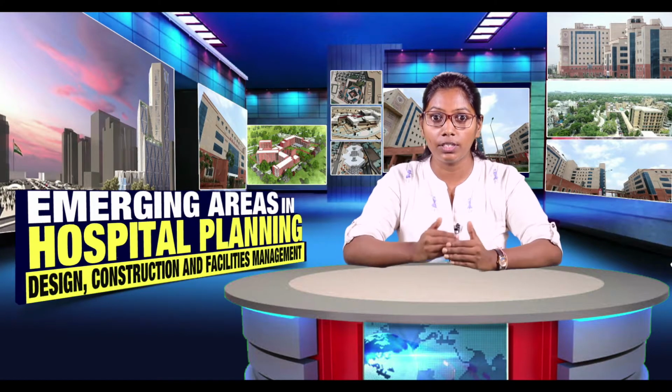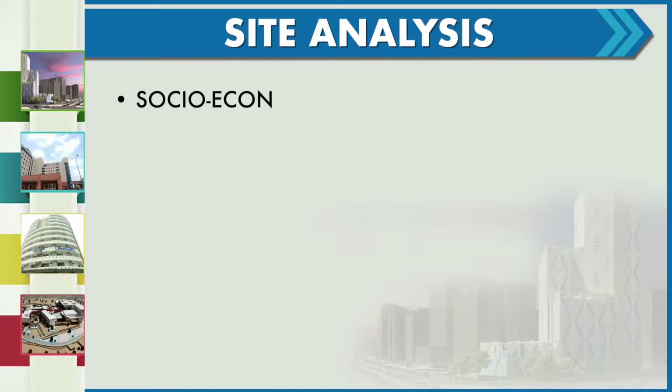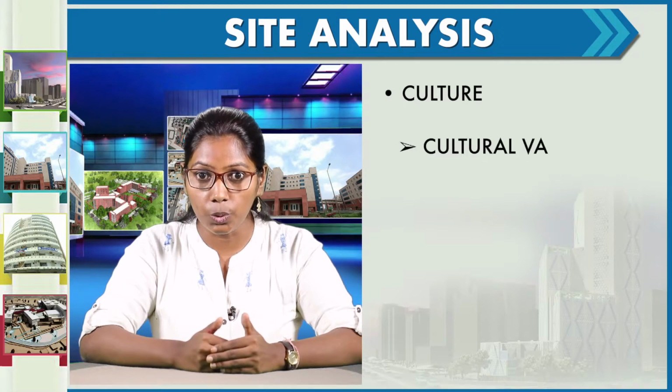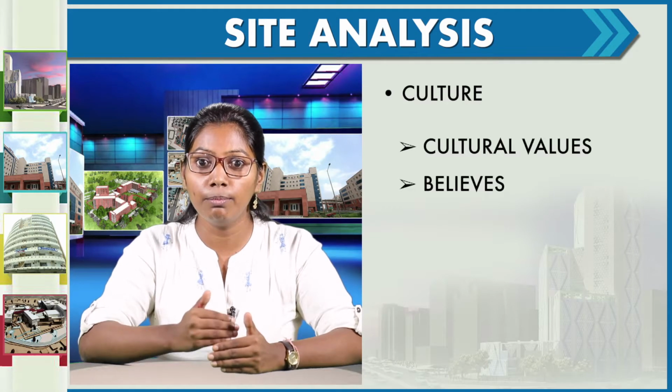The third part of site analysis is understanding the user group. In order to understand the users, we have to understand the socio-economic condition of the users and the cultural profile of the users. The socio-economic condition includes income group, serving radius or catchment area, health profile of the region, and the culture includes the cultural values and beliefs.